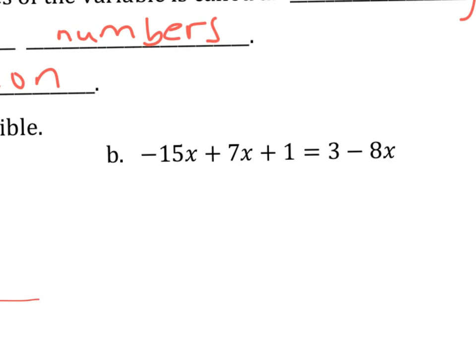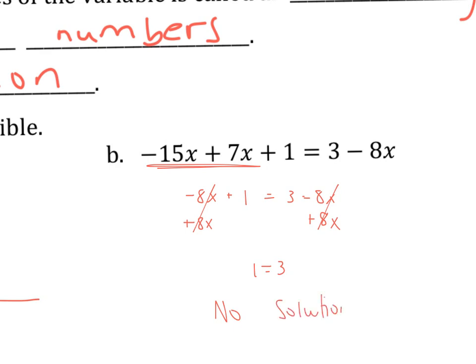So we have to simplify first. To add our like terms, negative 15x plus 7x is negative 8x. And on the right, we don't have anything to simplify. So notice again, we have negative 8x on both sides, so it doesn't matter which way we move it. To undo negative 8x, we're going to add 8x, and that cancels on both sides, and we're left with 1 equals 3. When all variables cancel, and you're left with a false statement, 1 does not equal 3, your answer is no solution. You may want to write that down as well.